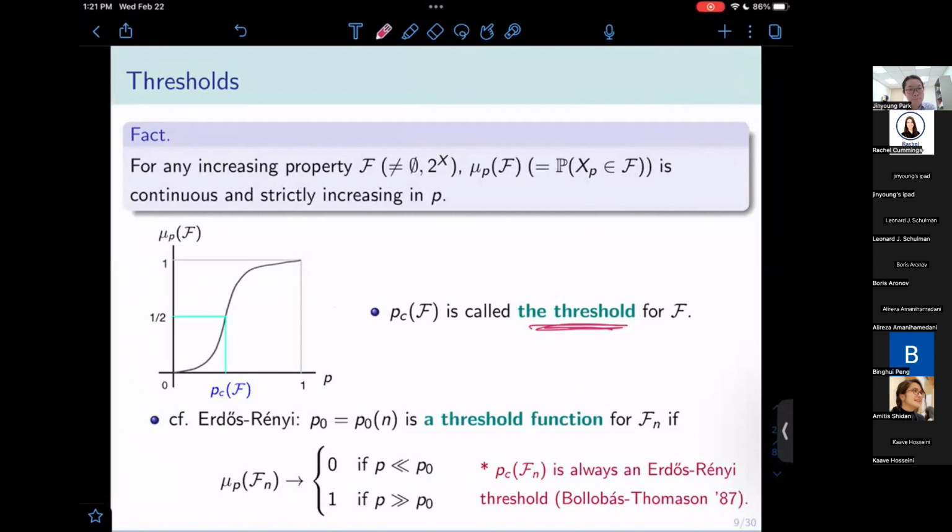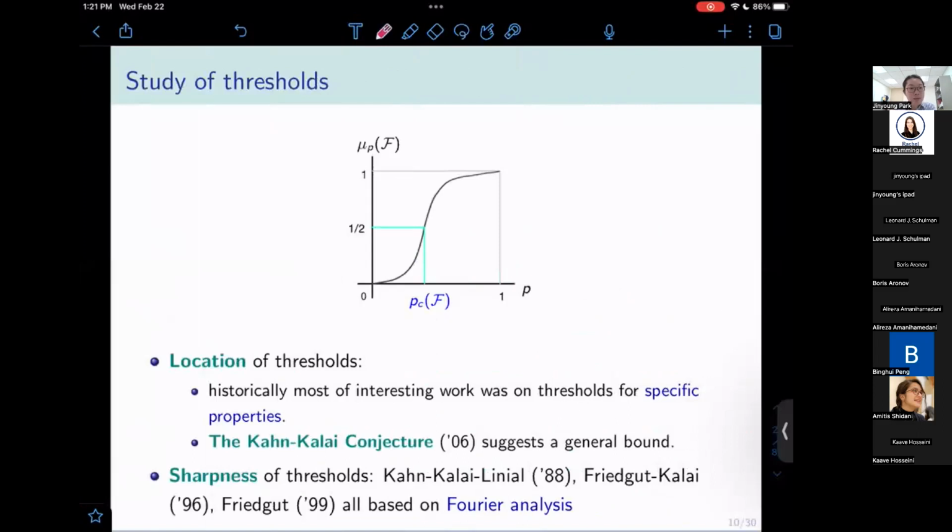Okay. And there are two interesting directions of study of thresholds. The first direction is what we are interested in: the location of thresholds. As we saw before, historically, most of the interesting work was on thresholds for specific properties like having a Hamiltonian cycle or being connected. And the Kahn-Kalai conjecture suggests a general bound. As a preview, let me give you a brief impression of the Kahn-Kalai conjecture.